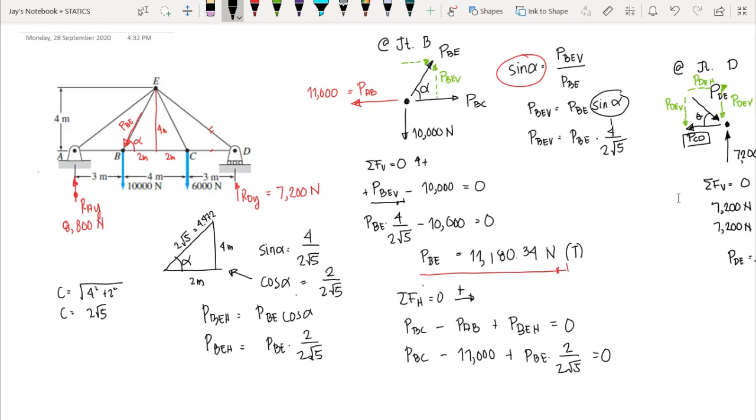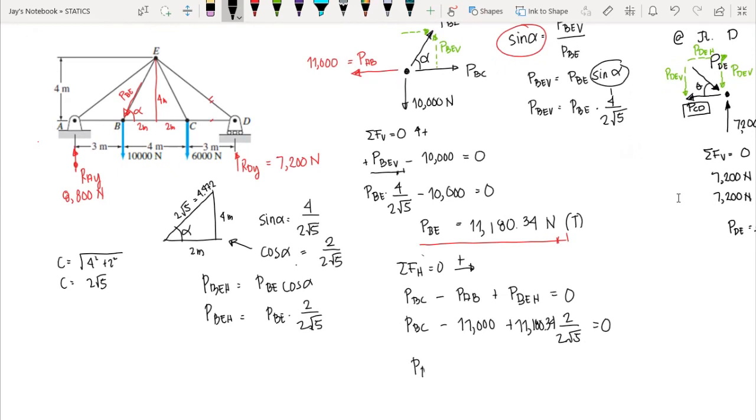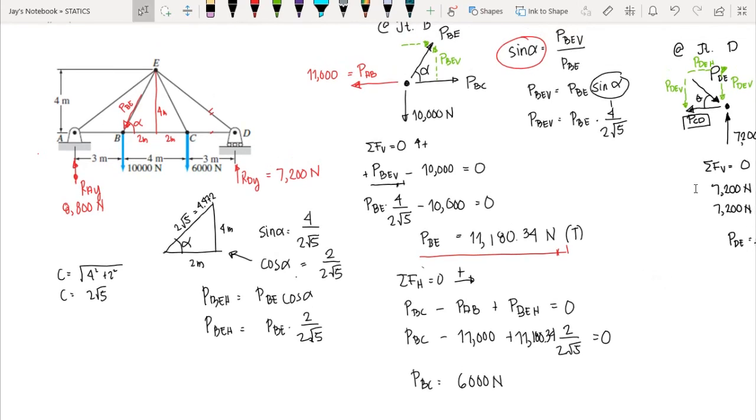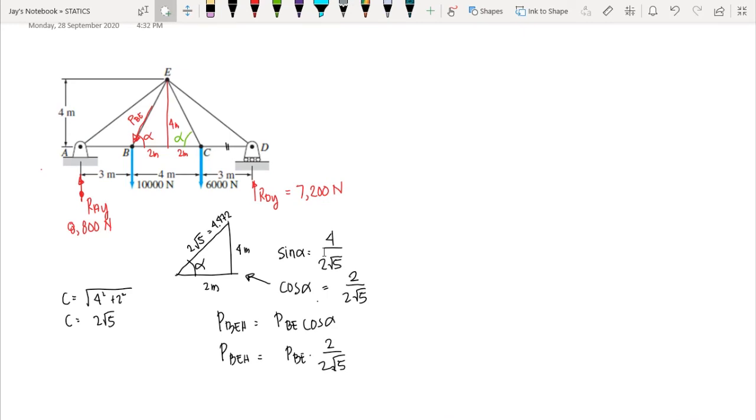Now, PBE is 11,180.34. So, we can replace this by the value 11,180.34. So, we have PBC here, the answer, 6,000 Newton. And we have positive answers. So therefore, we have correct assumption that PBC is in tension. So this is the force of member BC. And now we are down with our last unknown, which is PCE. Okay? We have last unknown, PCE. So we use joint C.